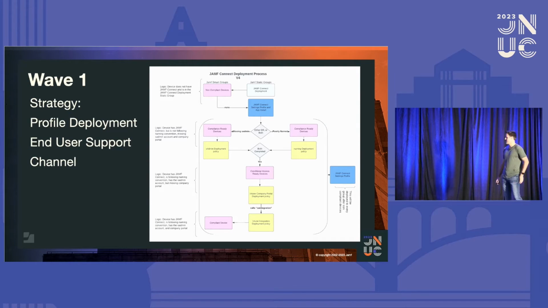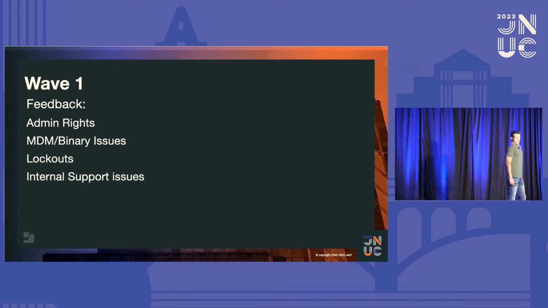So this leads us to wave 1, and this is the diagram of how I deployed wave 1. It's a profile deployment with an end-user support channel. Feedback, again, our big 3: admin rights, MDM binary issues, and lockouts. So this is the time we talk about lockouts. A lockout occurs if a user has restarted their device and can no longer get past the FileVault login screen. This could occur if the user ignores the Jamf Connect prompt and restarts the machine.